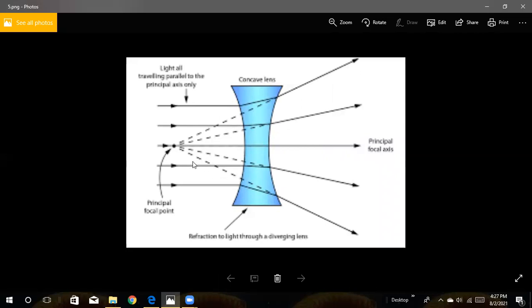Here, divergent light beams: how do the divergent light beams form? Here is the bending of the parallel light beam, the light ray. This principal axis here is perpendicular to the lens, so it goes without any bending, right?